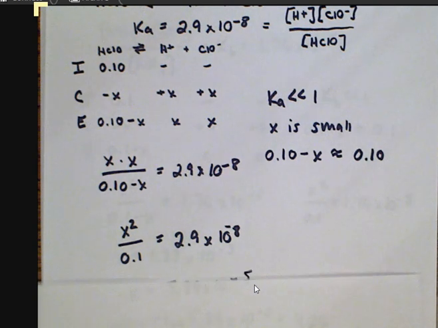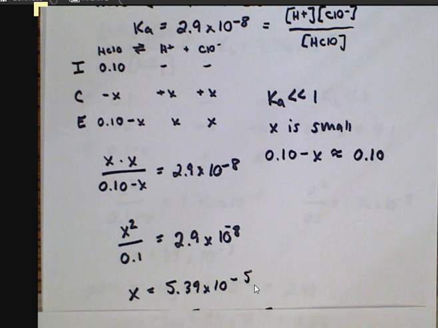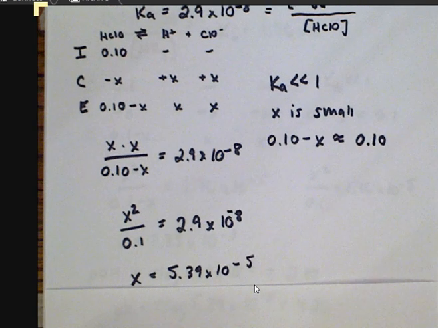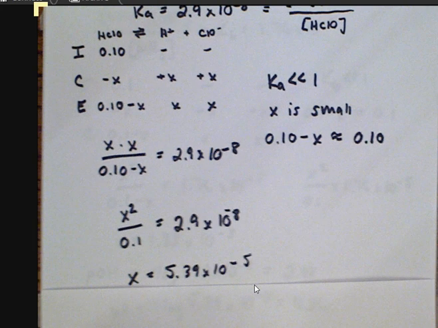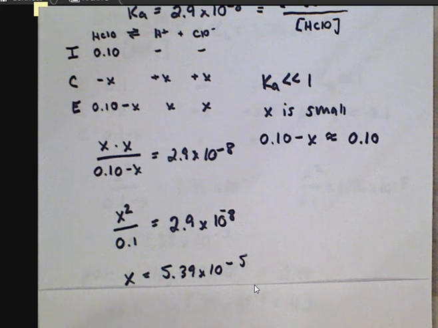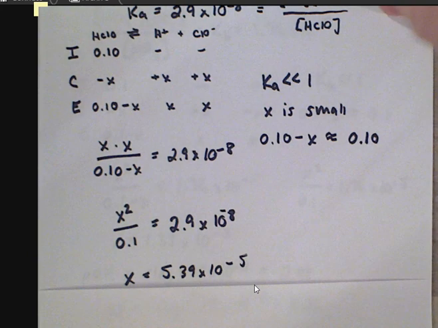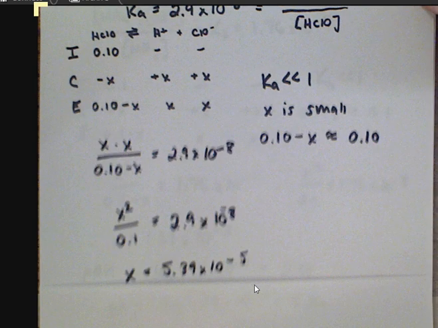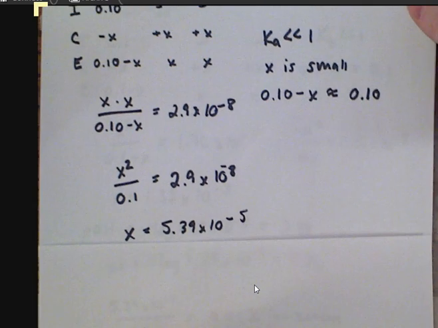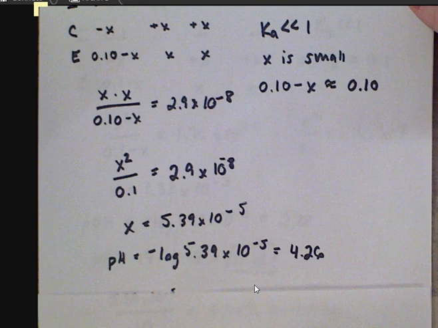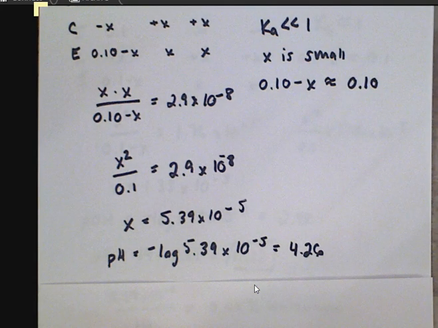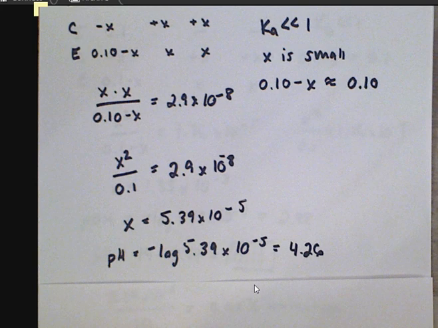So if we solve that equation for x, we get 5.39 times 10 to the negative fifth. Recognize that x is the concentration of the hydrogen ion. So if we wanted to calculate the pH, all we need to do is take the negative log of that value. Okay, so negative log of 5.39 times 10 to the minus 5, we get a pH of 4.26.